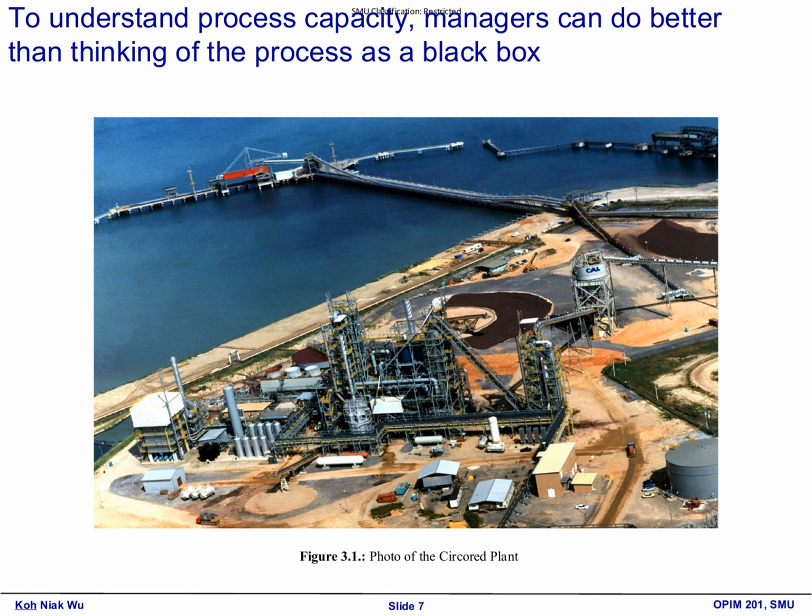Instead of seeing processes as black boxes, managers should analyze the internal workings. This includes understanding the flow of materials, the role of equipment, and the impact of human factors. By doing so, they can identify bottlenecks and areas for improvement. The image shows a complex operation with various components. Each part plays a role in the overall capacity. By examining these components, managers can enhance performance and meet demand more effectively.